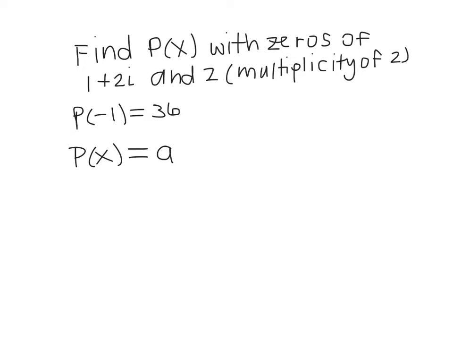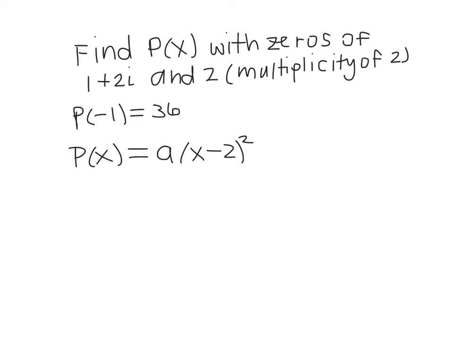Let's write down the factors that come from the zeros that are given. So the 0 of 2 will come from x minus 2. Since there is multiplicity of 2, that means that that factor is squared. So we could write it as x minus 2 squared.